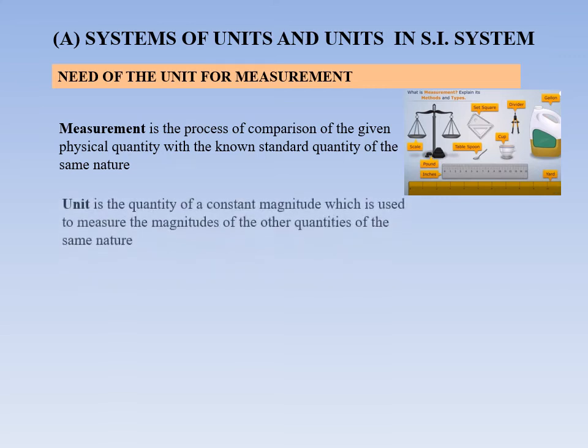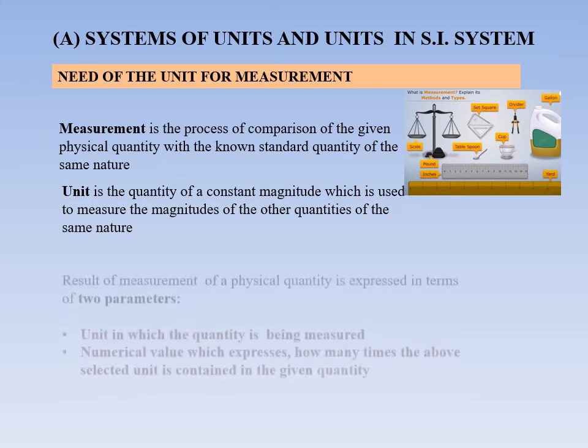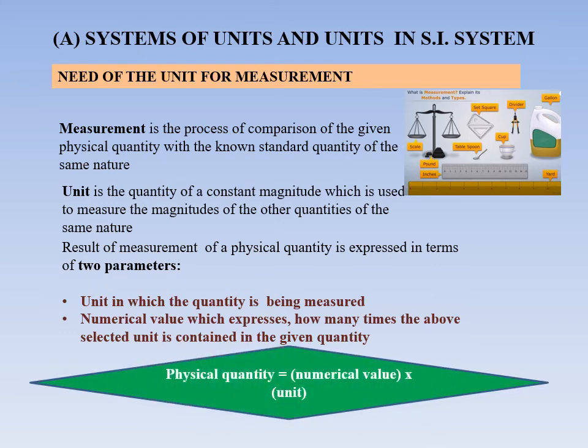Unit is a quantity of constant magnitude which is used to measure the magnitudes of other quantities of the same nature. The result of measurement of a given physical quantity is expressed in terms of the following two parameters: the unit in which the quantity is being measured, and the numerical value which expresses how many times the selected unit is contained in the given quantity. Thus, the magnitude of a physical quantity is expressed as physical quantity equals numerical value times unit.